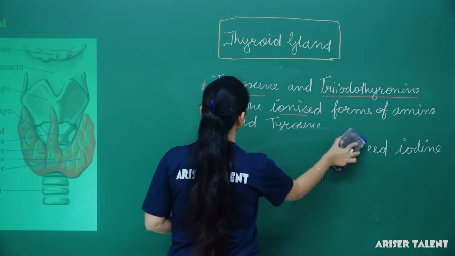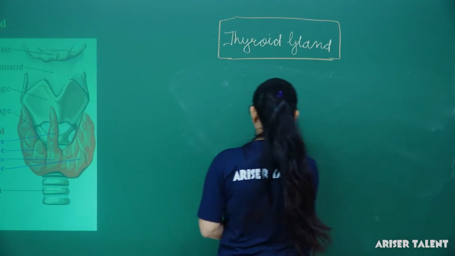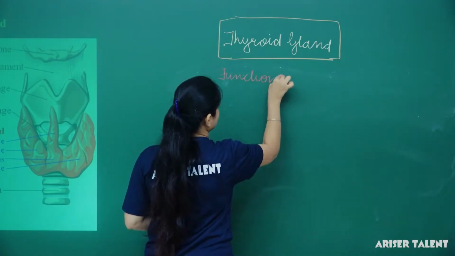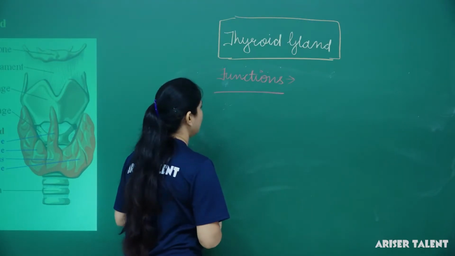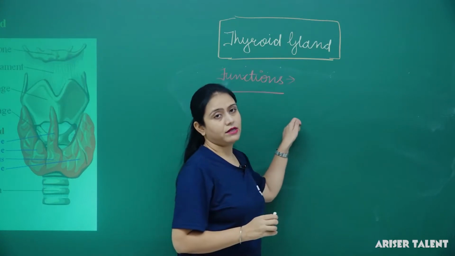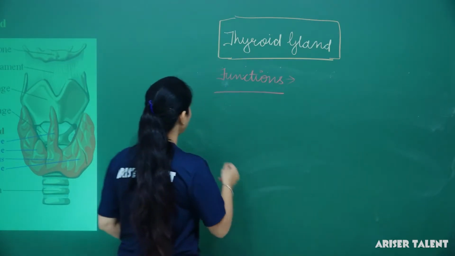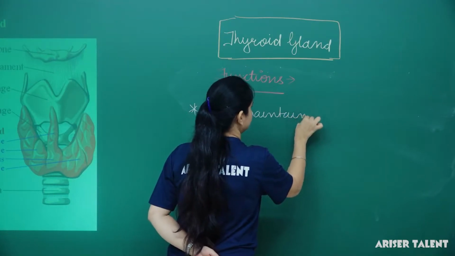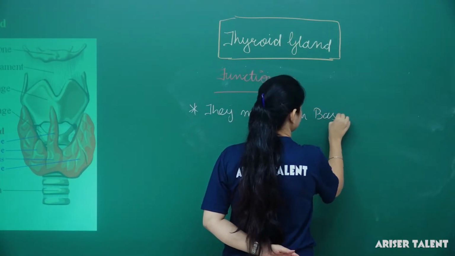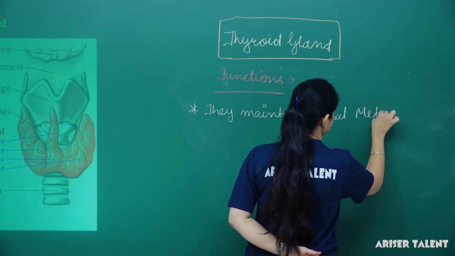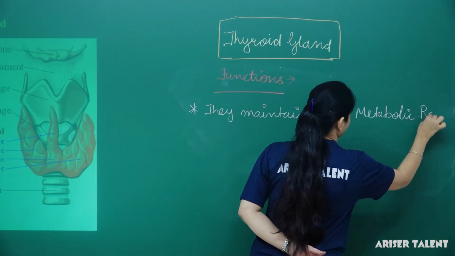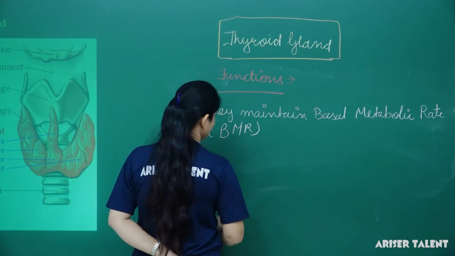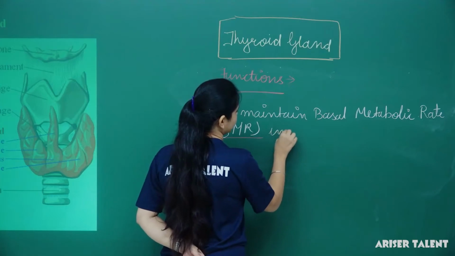Okay. Next is, what are the functions of these two hormones? Functions. Generally the functions are they maintain the basal metabolic rate, means BMR, in the body.